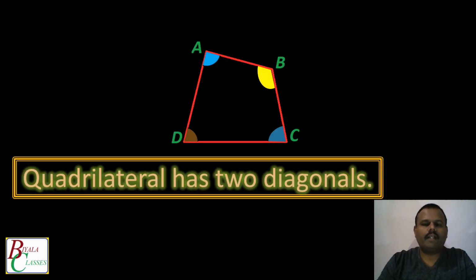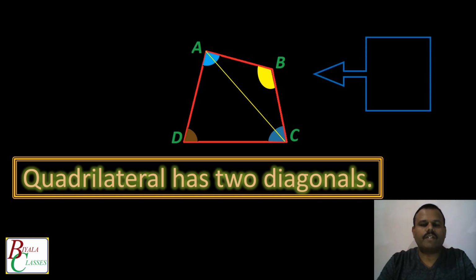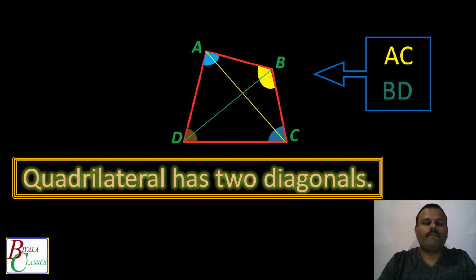Next, the quadrilateral has 2 diagonals, namely, first is AC and the second is BD. Now, what is a diagonal? Diagonal is a line segment which joins the opposite vertices of a quadrilateral. So here there are 4 vertices in a quadrilateral, and joining the opposite ones there will be 2 line segments. So those 2 line segments are known as diagonals of the quadrilateral.